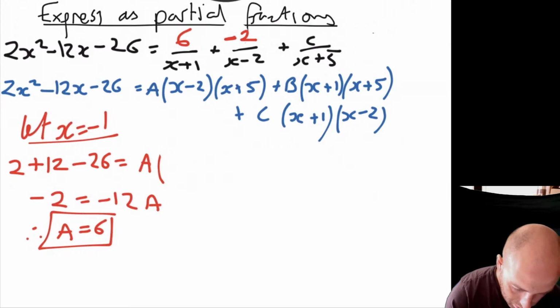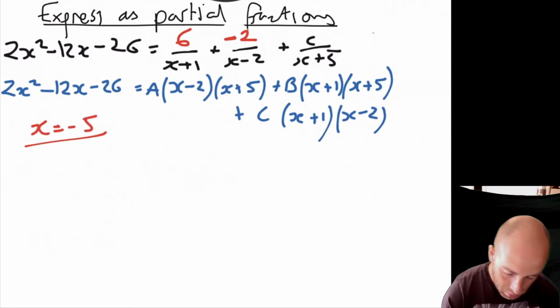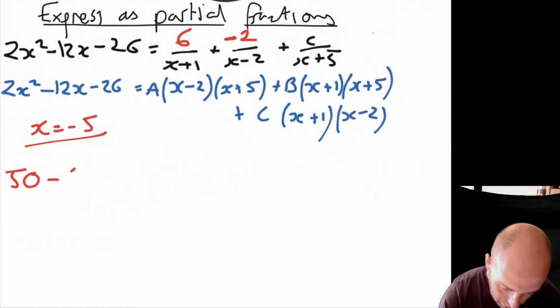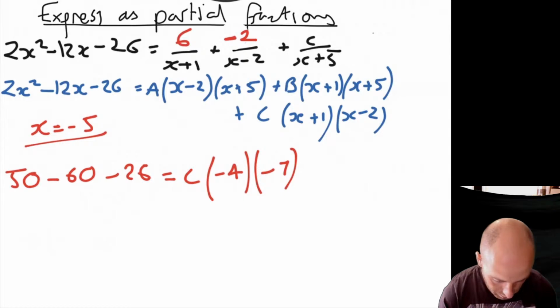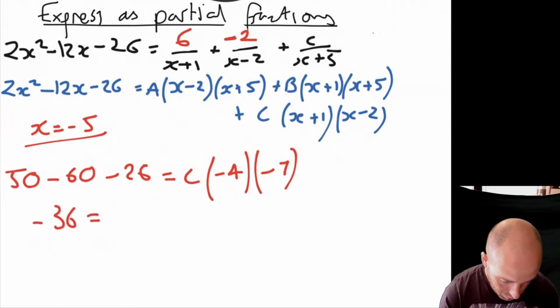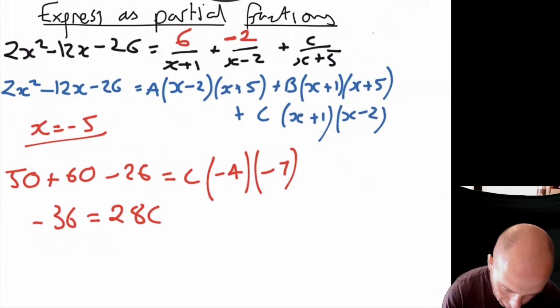And lastly, C, so we need to substitute in x equals minus 5 this time. So we get 50, take 60, take 26, equals, A term and B term disappear, so we get C times minus 4 times minus 7. Then minus 36 equals 28C, I think that's right. Let's double check this because the others were all whole numbers. Oh, that should be a plus, shouldn't it? Yeah, okay.